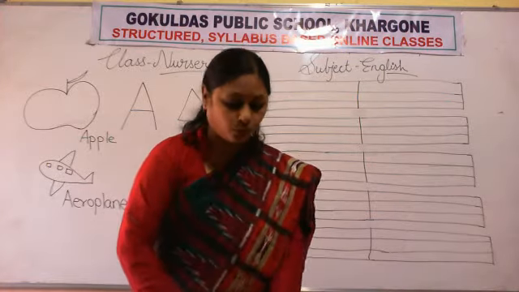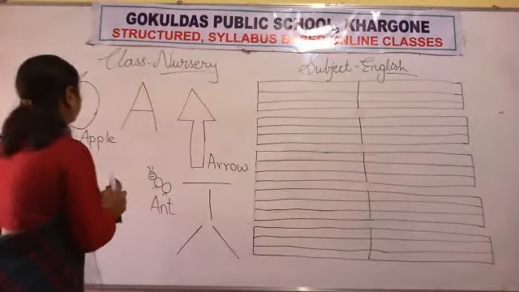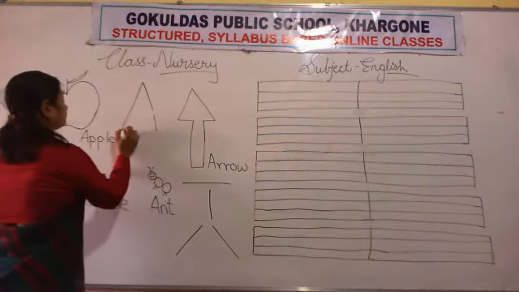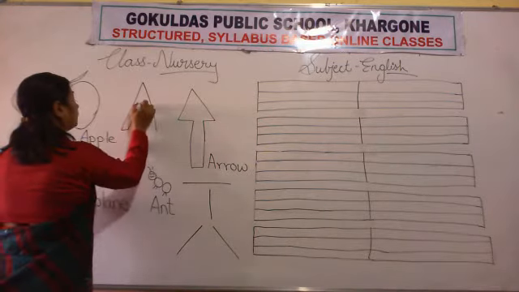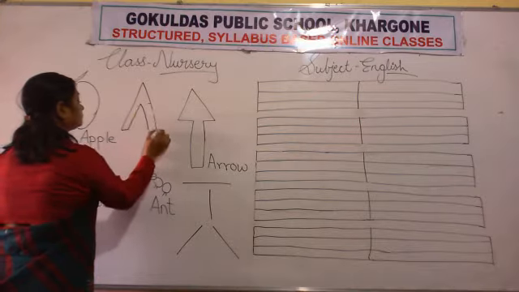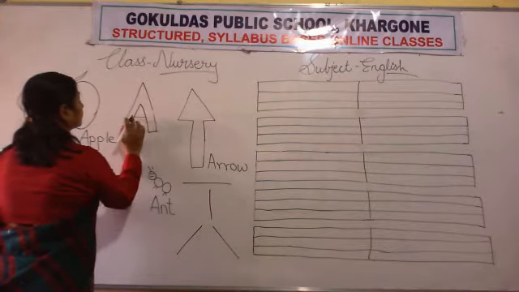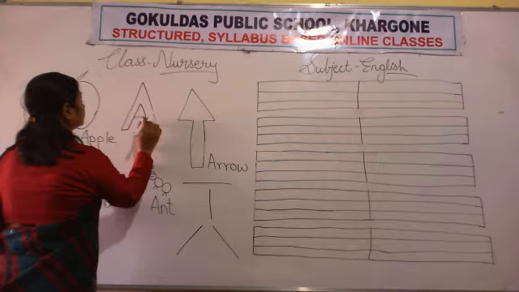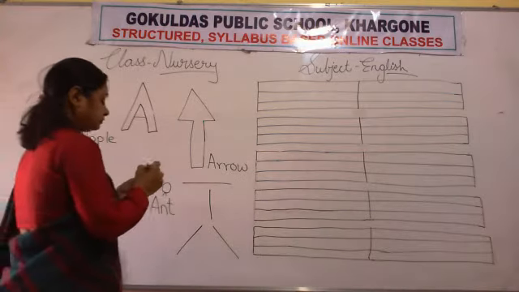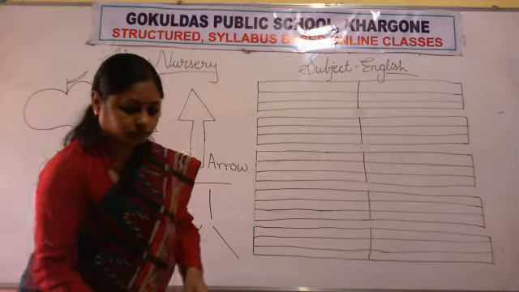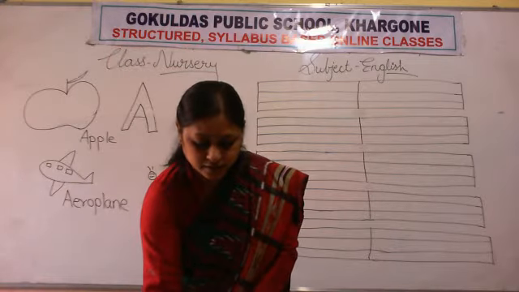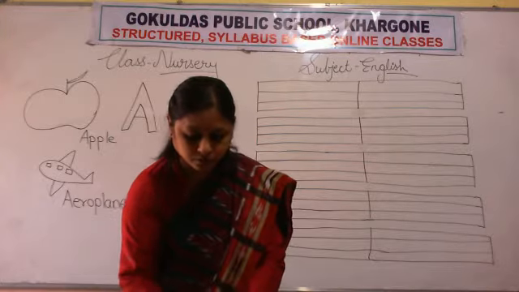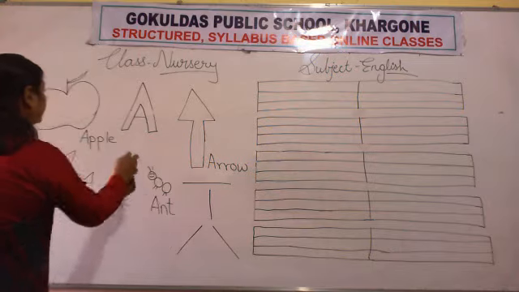Very good. Okay. Look here at the board all of you. What you have to do? All of you look at the board. Now we will start to write letter A.